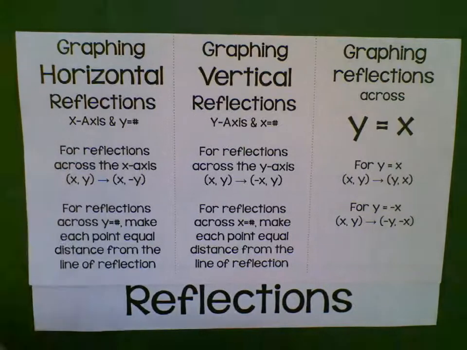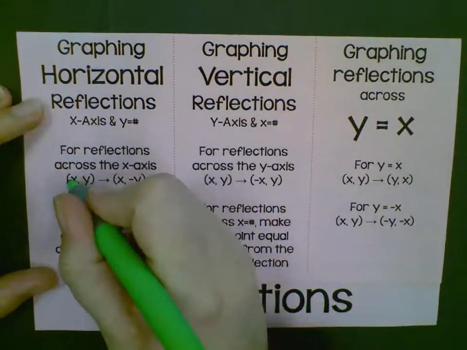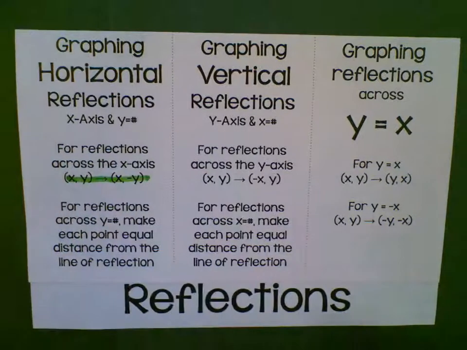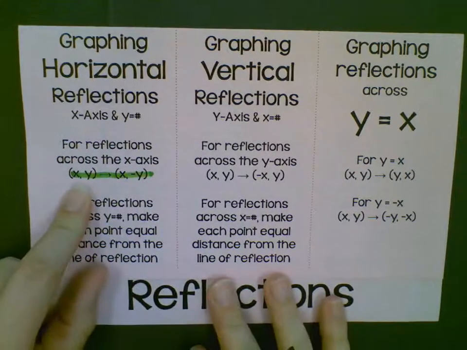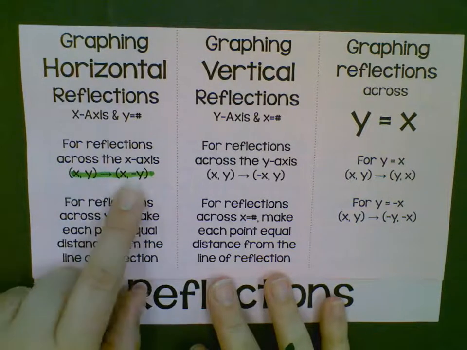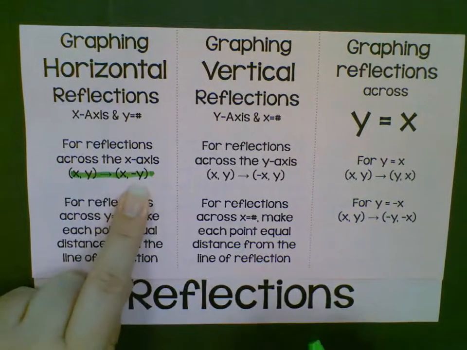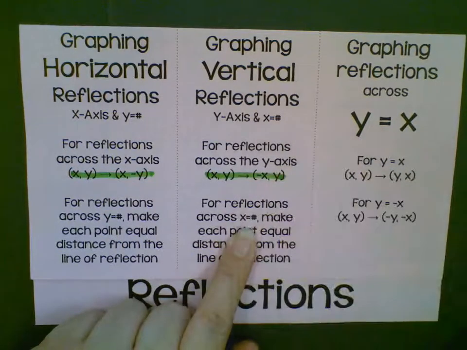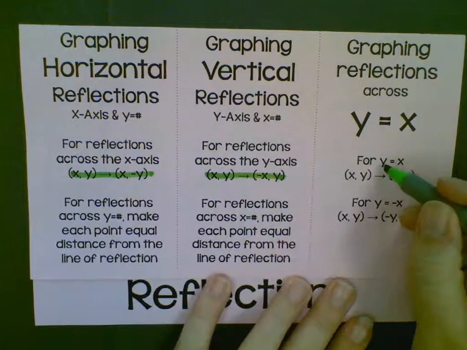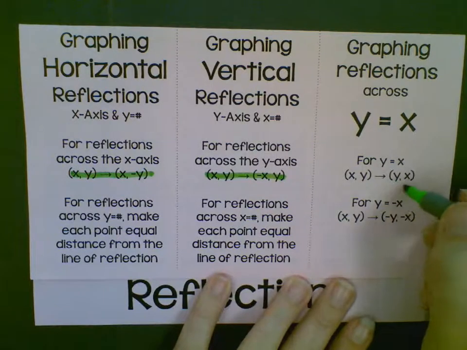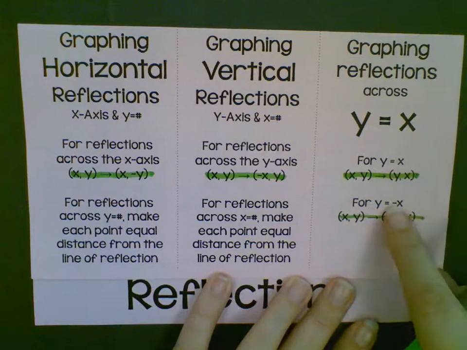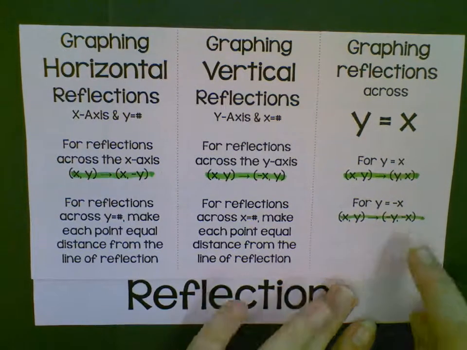Okay, so we have our rules here. So reflections across the x-axis, this is what happens to our points. It would go from x, y to x, negative y, so the y becomes the opposite. If we reflect across the y-axis, x becomes the opposite. And then for reflecting across the line y equals x, our x and y switch. And for y equals negative x, they switch and become opposite signs.